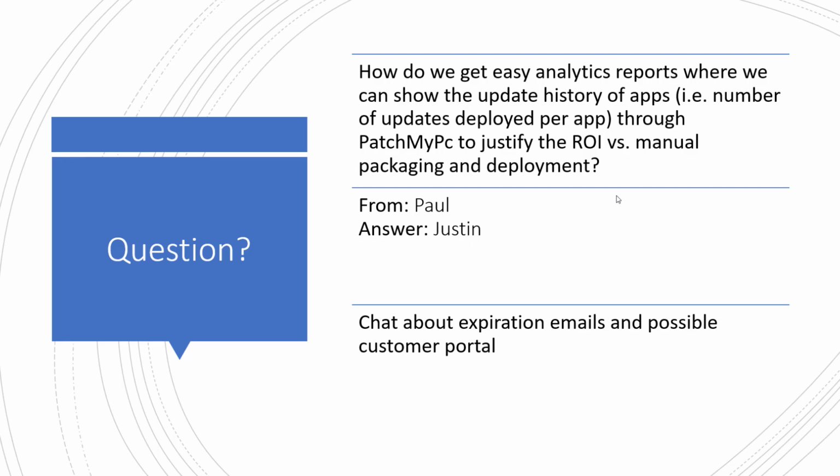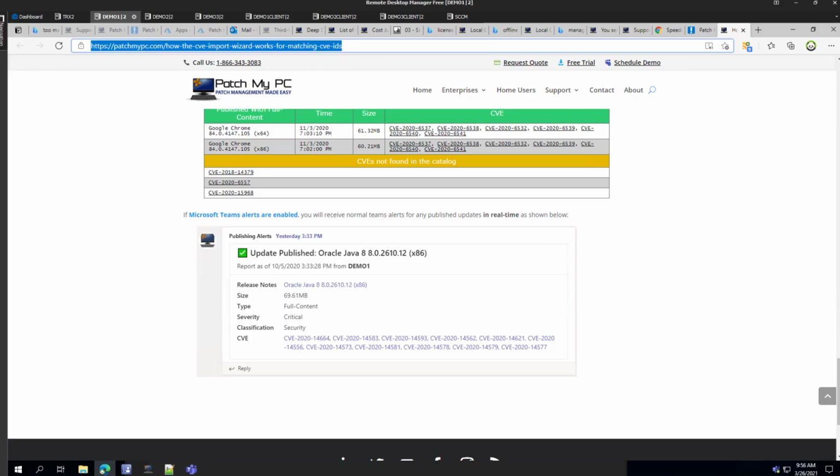Yeah. So this is a good one. From what I got from the question, and if Paul's on the call, you can come off mute and we can chat a bit about this. It sounds like you're looking for basically an ROI justification for how many products, for example, you've published. Is that right?